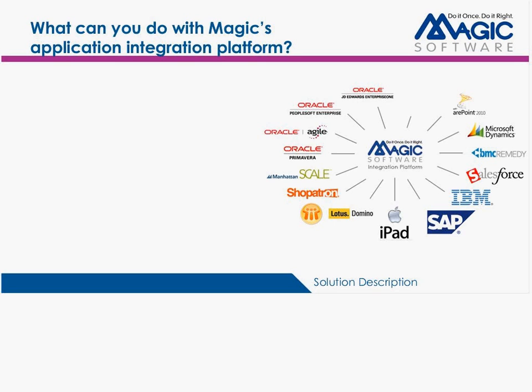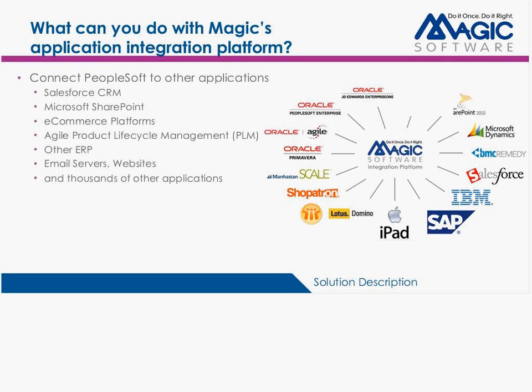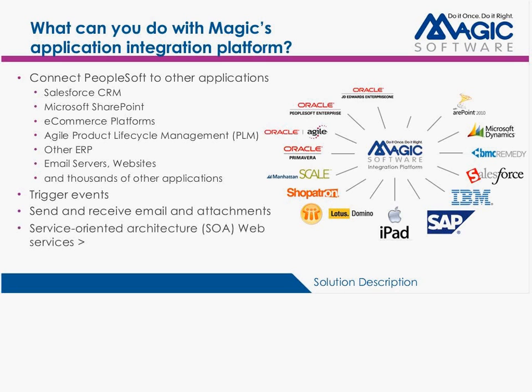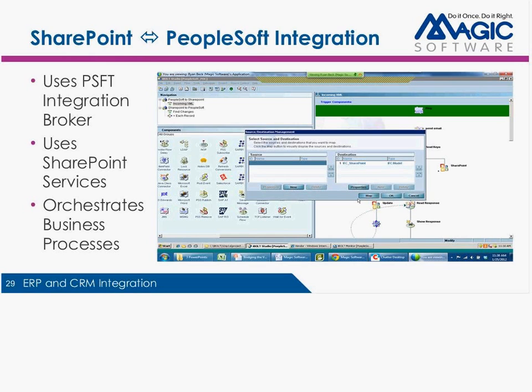So you need a system that's flexible enough that it can integrate all of these things, and that's what we're talking about here today: a true application integration platform that can take you into all these different kinds of areas of integration and still do the triggering of events, the orchestration of the business process, sending and receiving of emails and attachments and things like this, in a true service-oriented architecture approach based on web services and other kinds of available methods for this. So with the SharePoint to PeopleSoft integration that we're talking about in iBOLT, we're using the PeopleSoft integration broker, we're using SharePoint services, and orchestrating the business processes between them.